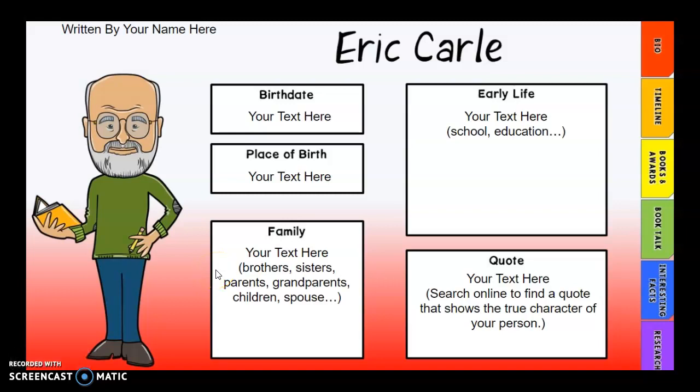Today's author study is going to be about Eric Carle. So just like we've been doing all week, you're going to type his birthday here. Here you're going to type the place where he was born. Information about his family, such as brothers, sisters, parents, grandparents, children, spouse, etc.